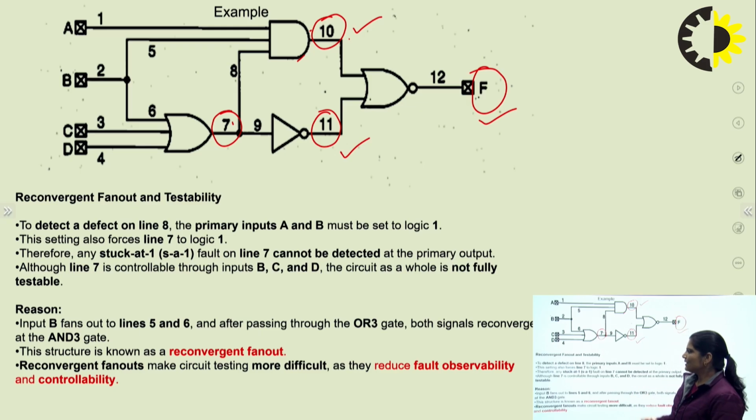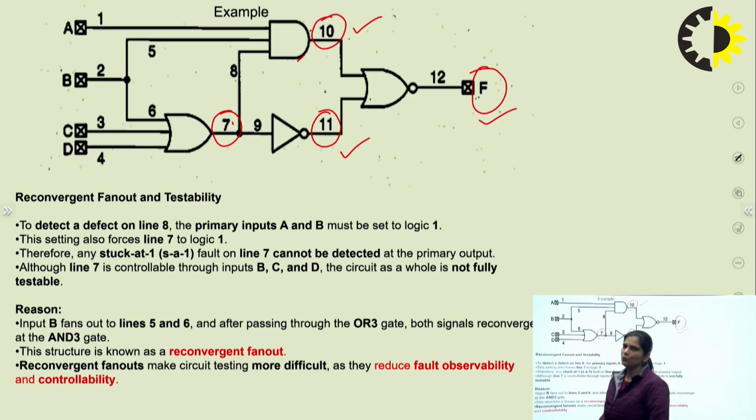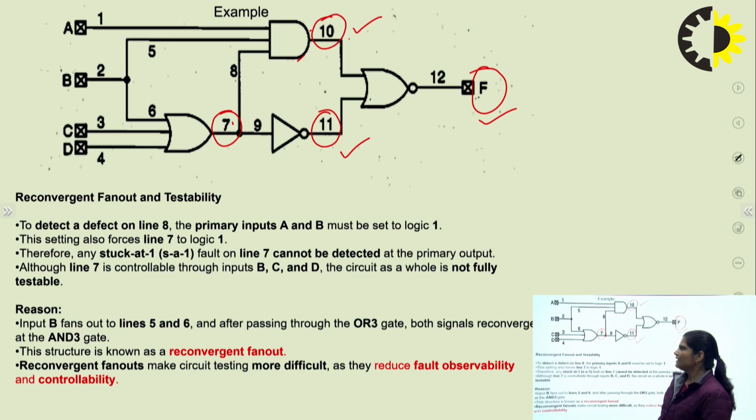So we can do testing on this circuit only when we are applying correct input variables A, B, C, D, then only we get the correct output at the final destination.